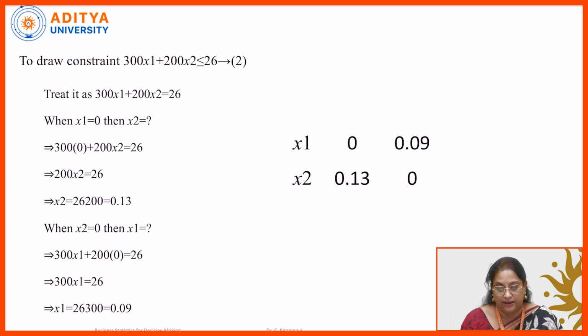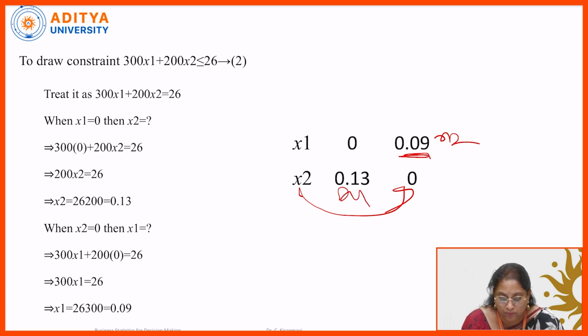Next, consider the next constraint. Put x1 equal to 0. If x1 is 0, this is going to be the value of x2. If x2 is 0, this is going to be the value of x1. Just put 0 in place of x1, that is 300 into 0 plus 200. Consider the inequality as an equation in order to find the coordinates, right. So, x1 equal to 0, 200 x2 equal to 26, that gives x2 as 0.13. Likewise, we can also obtain the value for x1 by putting x2 equal to 0 in this equation.